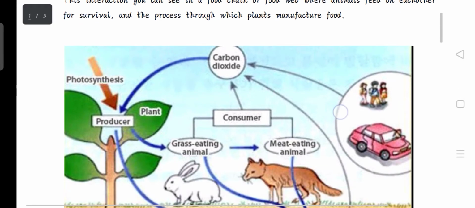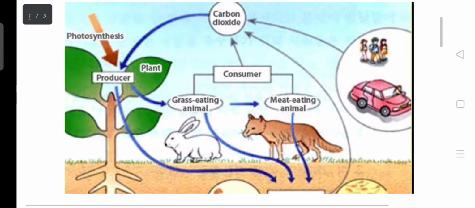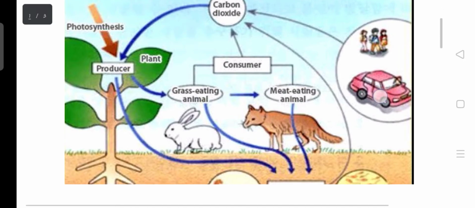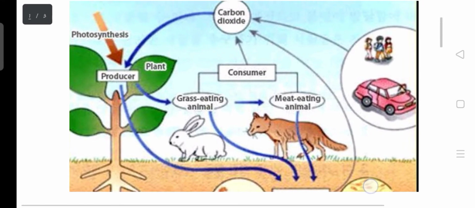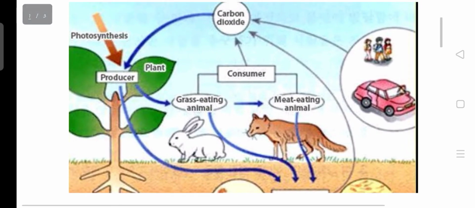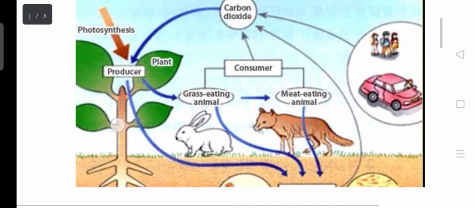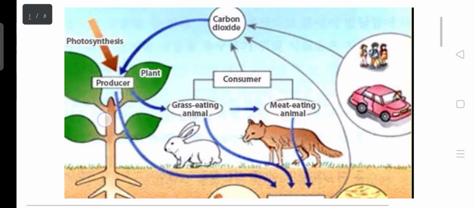Now let's take a look at this picture. In this picture, you can see that this is a typical ecosystem. In this environment or ecosystem, you can find the plants, the animals, cars, man, and the soil, which harbors the other organisms. So what is happening in this environment, you can see that there is a relationship, an interaction going on between one organism or one thing and the other. Here you can see the plant. The plant is the producer in the environment.